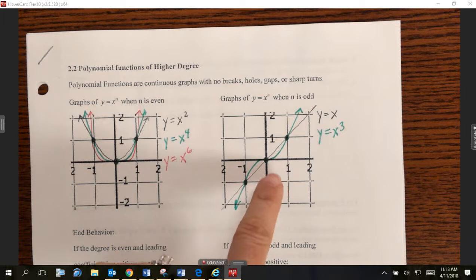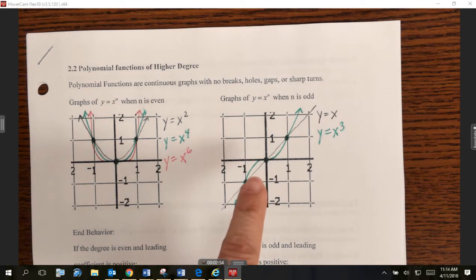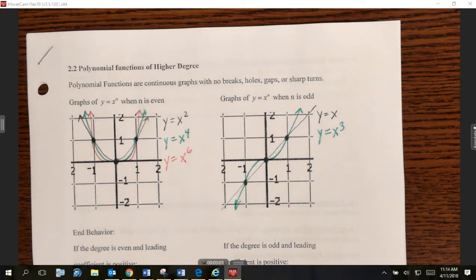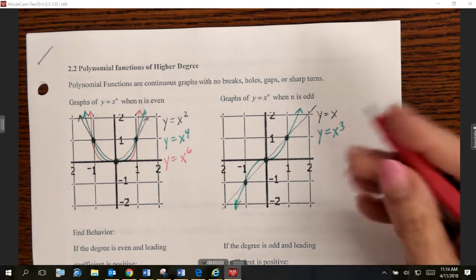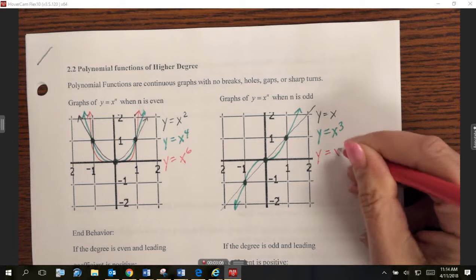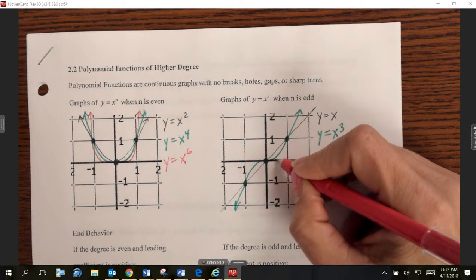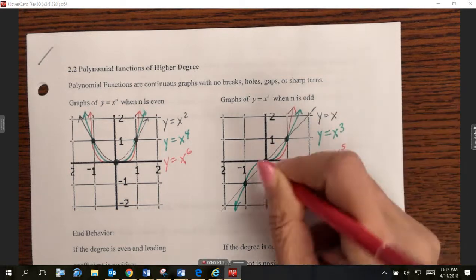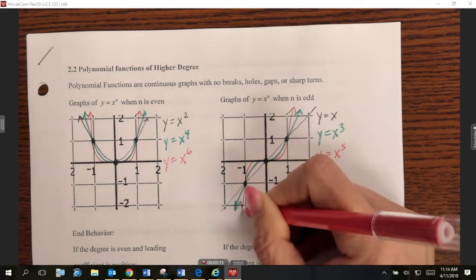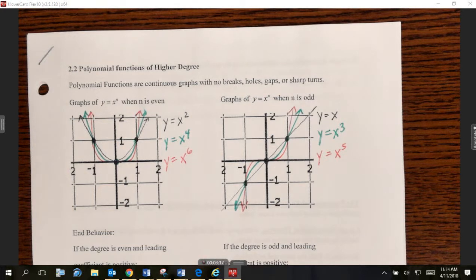This point in the middle for the cubic is called a point of inflection. It's not called a vertex like it would be with the quadratic. It's just called a point of inflection. It kind of means the same thing. And then y equals x to the 5th will also share those same points. It's just going to start slower and then rise faster past the 1s. That's what the power is doing.